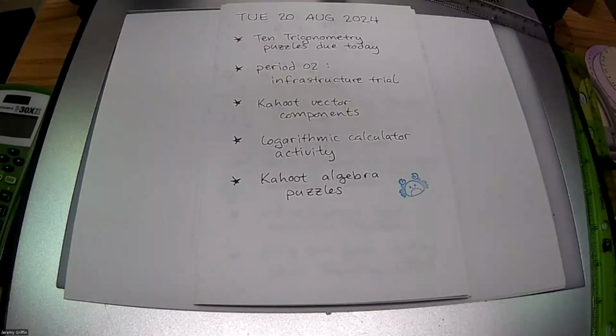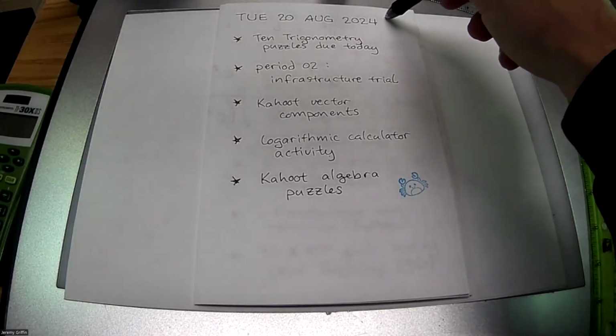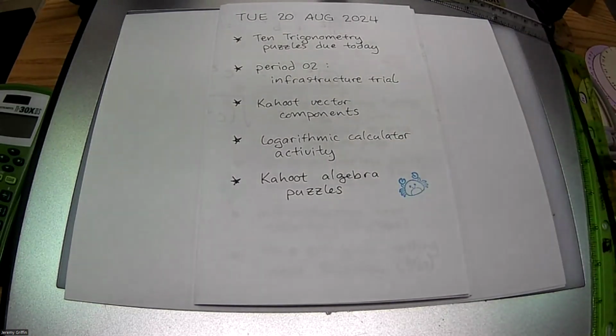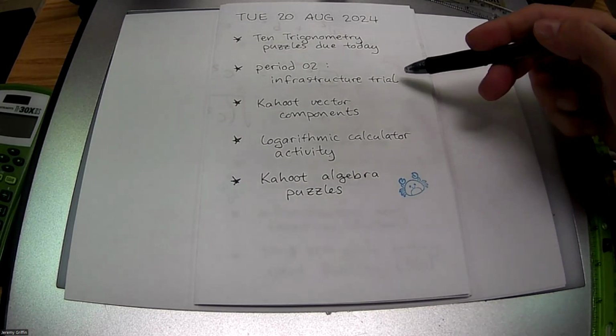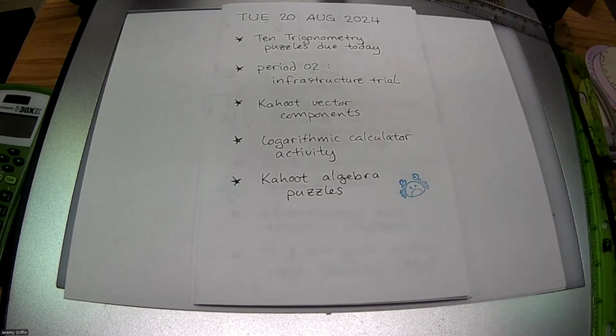Recording is rolling. It is Tuesday, August 20th. So today's been a little bit different each class because there's this infrastructure trial in period two. It's been a little bit of a flex day. So I've been getting everybody up to speed on trigonometry and these different ways we're going to do it.